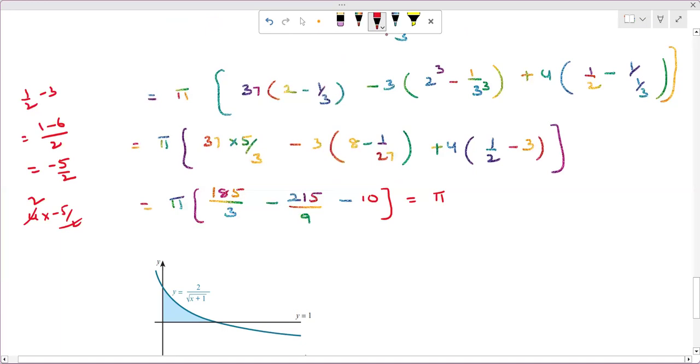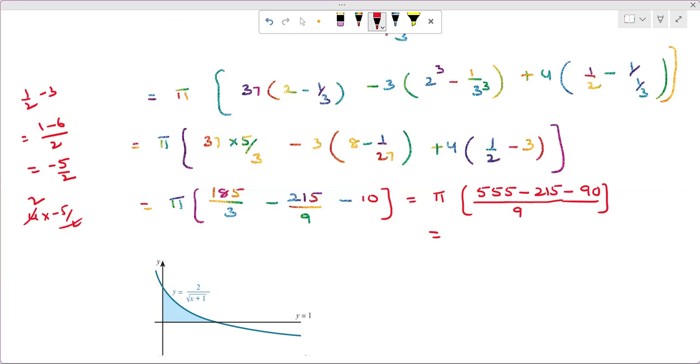You write the exact values only, 9 LCM. So 185 into 3, 555 minus 215 minus 90. Now simplify, you'll get the answer: 250 by 9 cubic units.